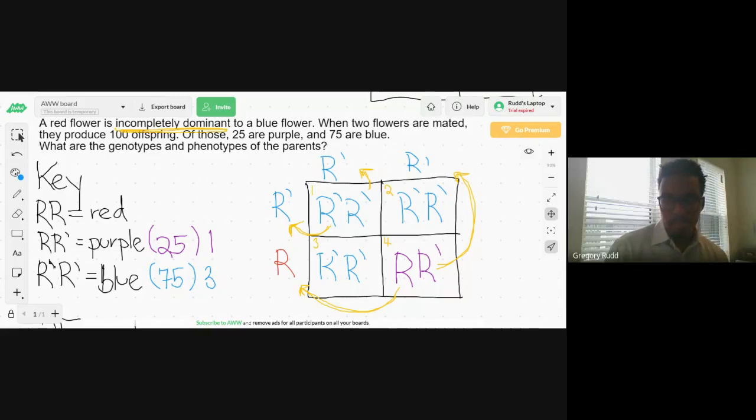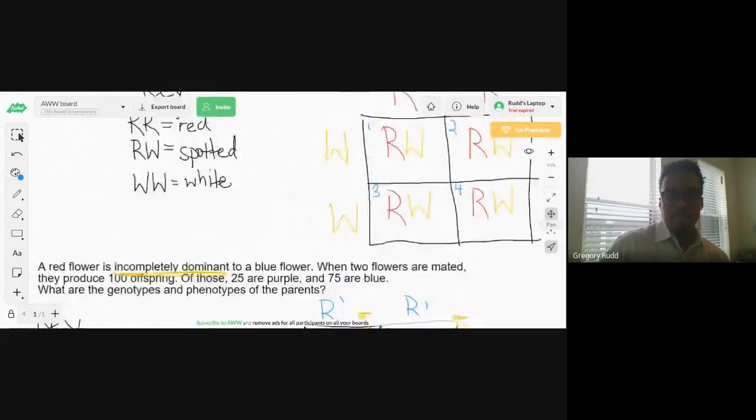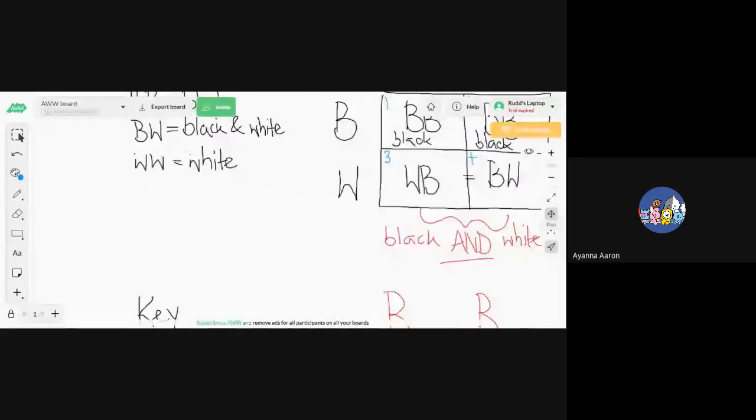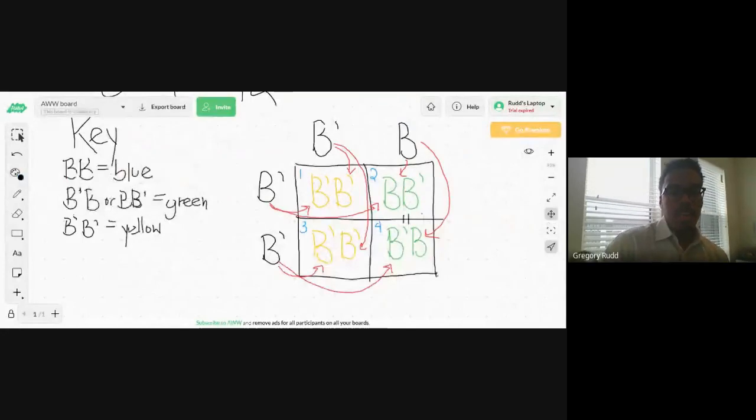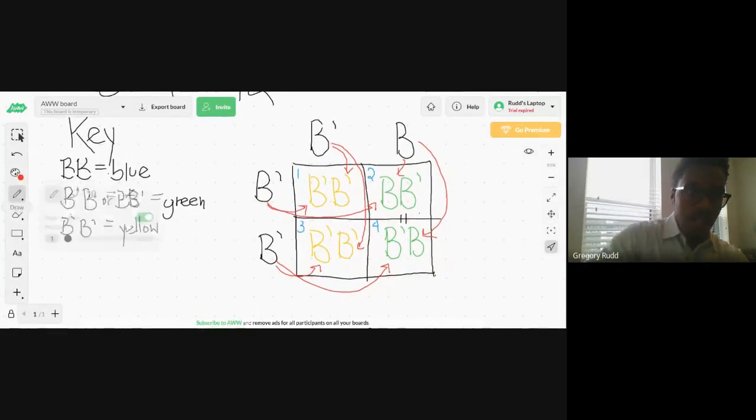So, let me see. Typically, when we are given the information about the parents first, this is how I've always seen it, you just drop these letters into their boxes. So this B prime gets dropped right there into that place. This B prime gets slid over into this space. Does that make sense?